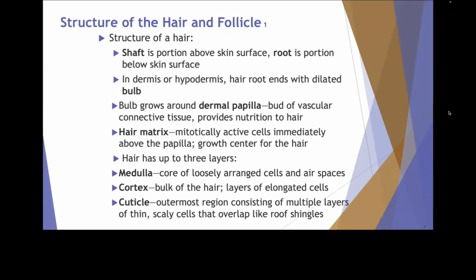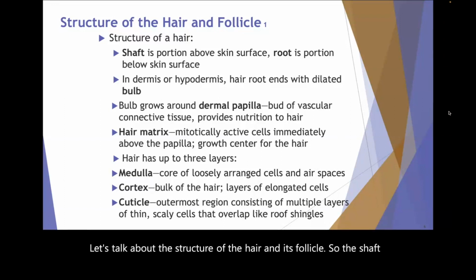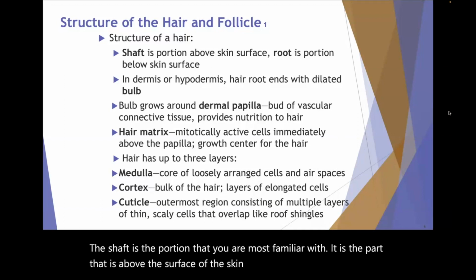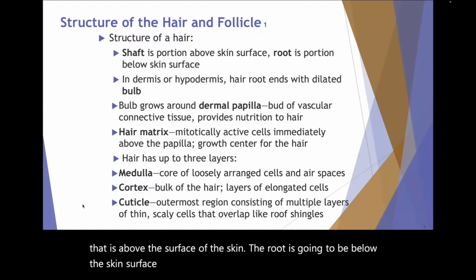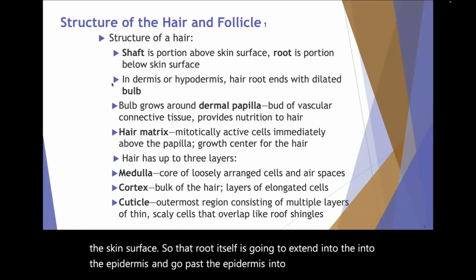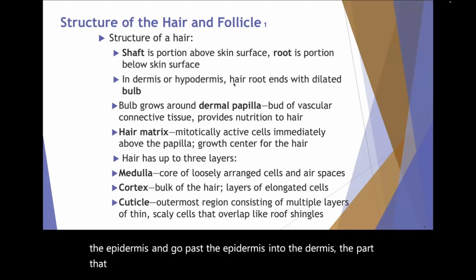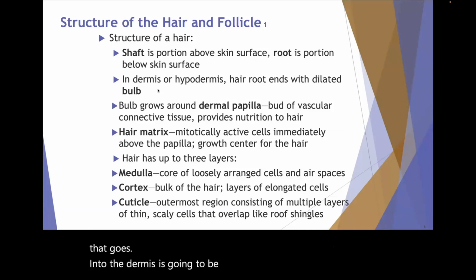Let's talk about the structure of the hair and its follicle. So the shaft is the portion that you are most familiar with. It is the part that is above the surface of the skin. The root is going to be below the skin surface. So that root itself is going to extend into the epidermis and go past the epidermis into the dermis. The part that goes into the dermis is going to be the bulb, and the bulb is dilated.